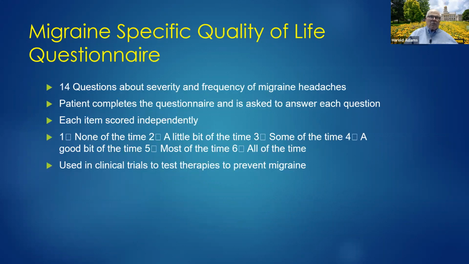Now, another example of a numerical scale, this happens to be a historical scale, is the Migraine-Specific Quality of Life Questionnaire. This looks at the frequency and severity of migraine headaches. This is completed by the patient, and as you can see, it has several items, for the 14, saying one is none of the time do they have the problem, all the way up to all the time. And it looks at a variety of the quality of the headache, ancillary symptoms, etc. And this is being used in trials to test interventions to prevent migraine more than in acute migraine therapy.